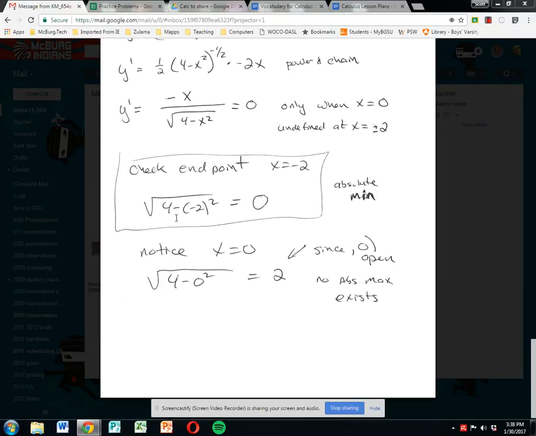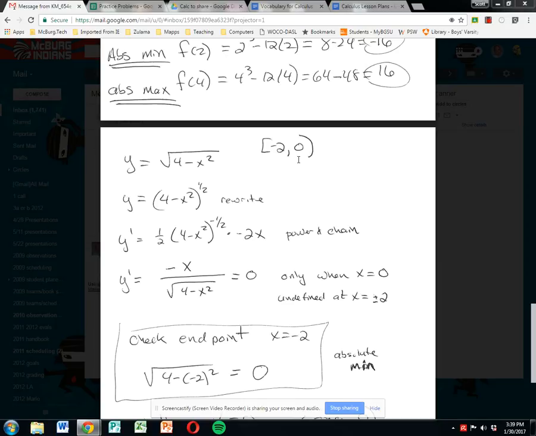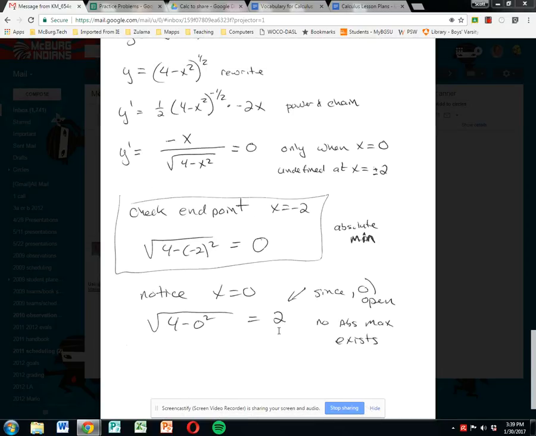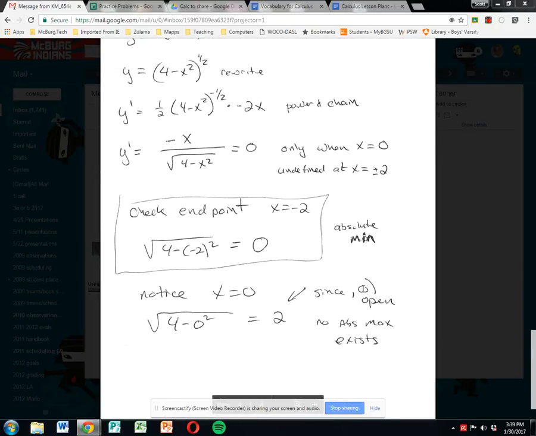So when I plug in -2, 4 minus -2 squared is 4 minus 4, so that y value is 0. If I check what's happening towards 0, just like we used to check limits, as I approach 0, I actually am approaching a y value of 2. But since it's an open circle, that absolute max does not exist. So the only thing that guy has is an absolute min, and it happens at the x value of -2 with a y value of 0.